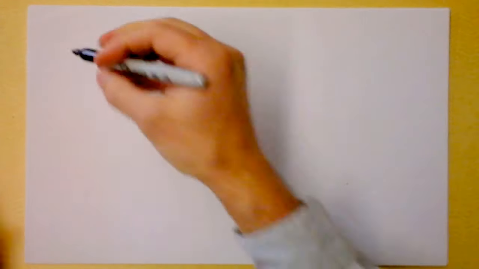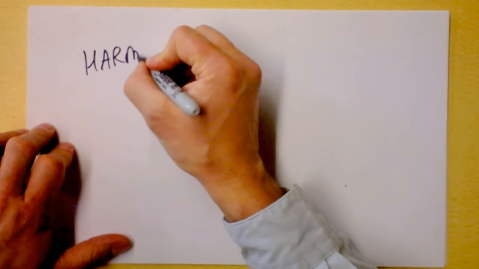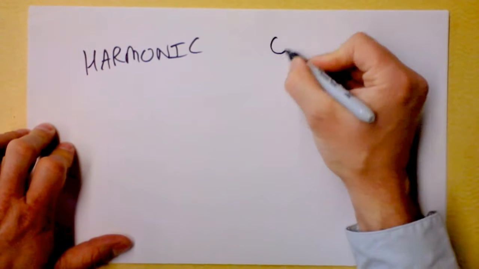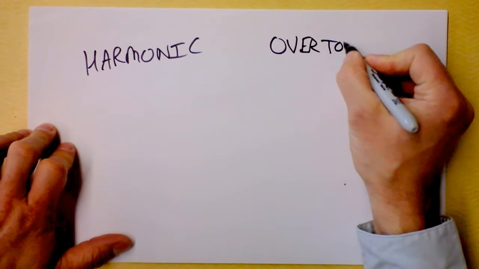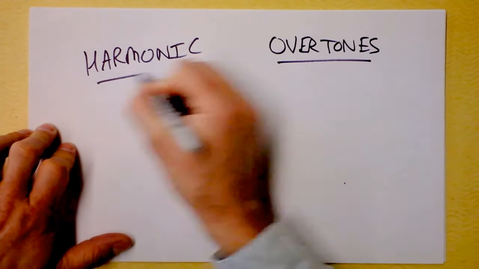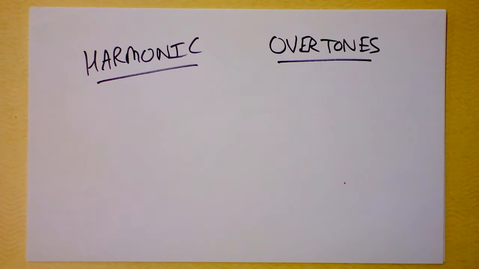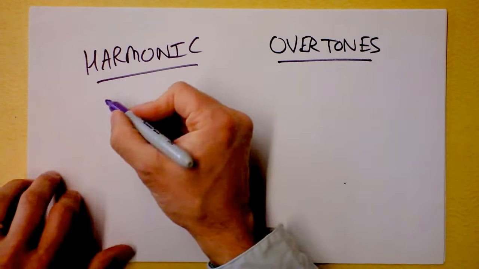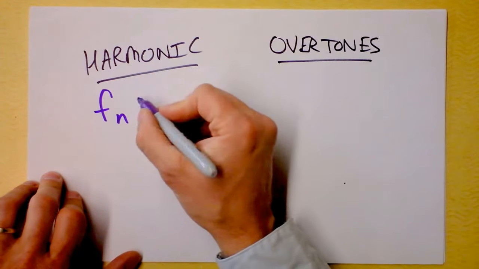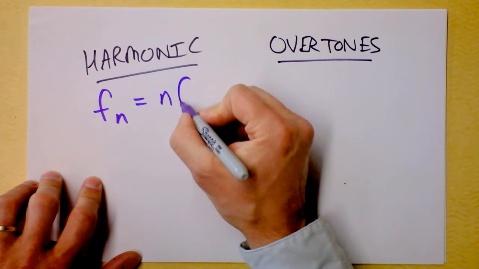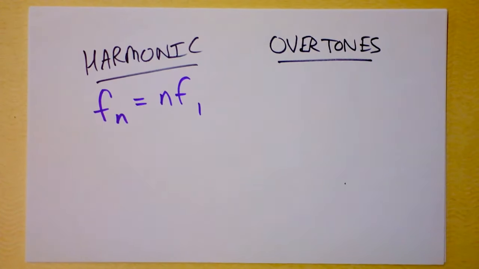The other thing I'm really excited about is I finally understand the relationship between harmonics and overtones. They had been very confusing for me, and I wonder if they're confusing you too. Here we go. The beautiful thing about a harmonic is that the frequency of the nth harmonic is n times the frequency of the first harmonic.